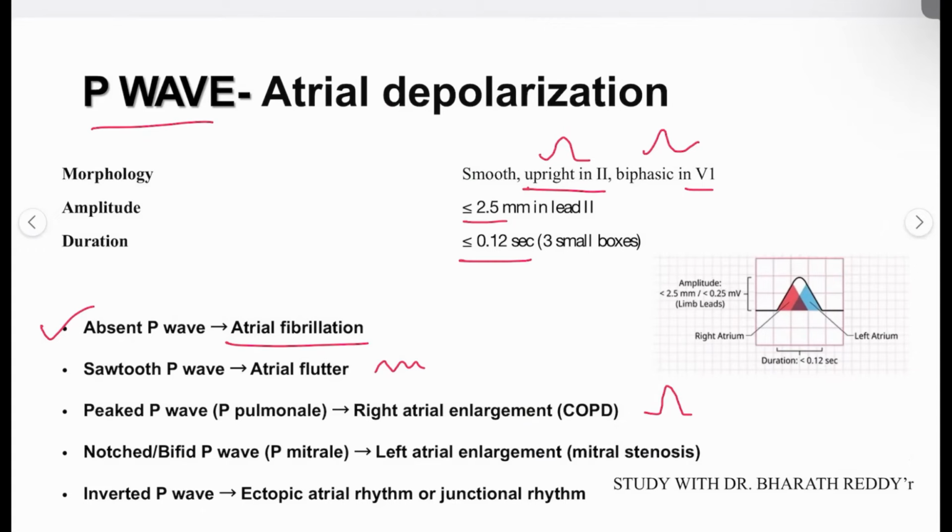Next, notched or bifid. So notched or bifid like this will be presented. This is seen in left atrial enlargement, usually the pathology of valvular heart diseases. Best example is mitral stenosis. And the inverted P waves, usually this is rarely presented, like inverted P waves will be presented like this. This is due to ectopic atrial rhythms or the junctional rhythm. The ectopic atrial rhythms will be presented like this.